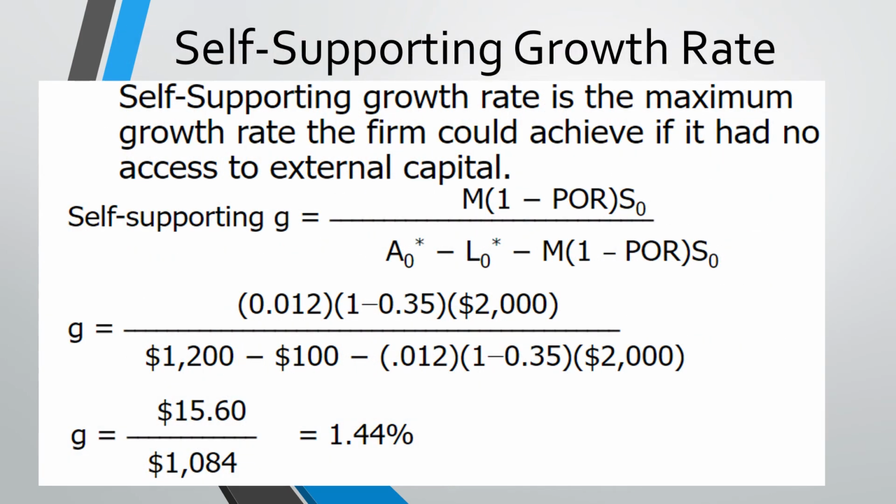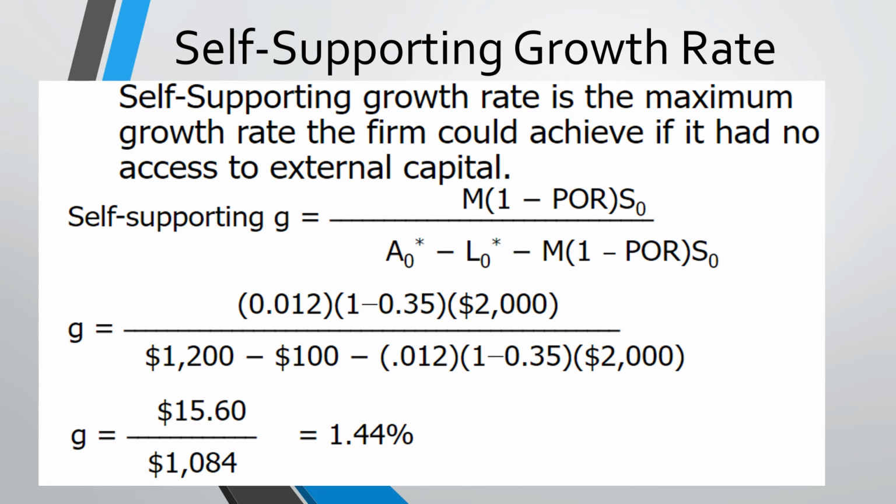Also we use the self-supporting growth rate. The self-supporting growth rate is the maximum growth rate the firm could achieve if it had no access to external capital. So the self-supporting growth equation is profit margin times 1 minus payout ratio times sales, over asset minus liability minus profit margin times 1 minus payout ratio times sales.